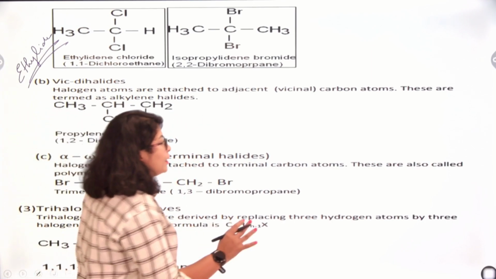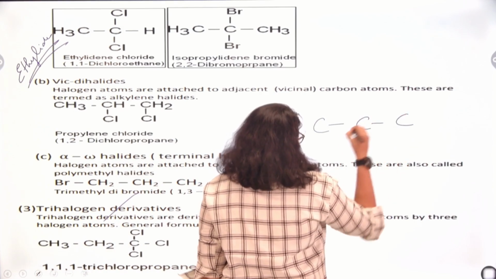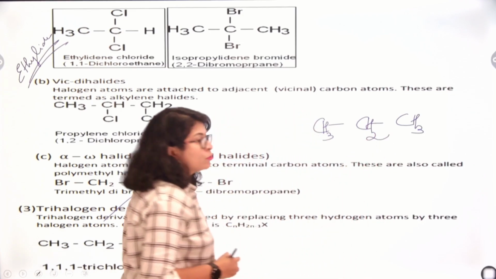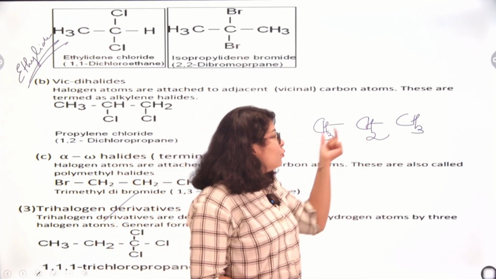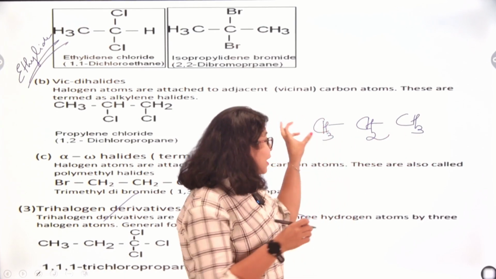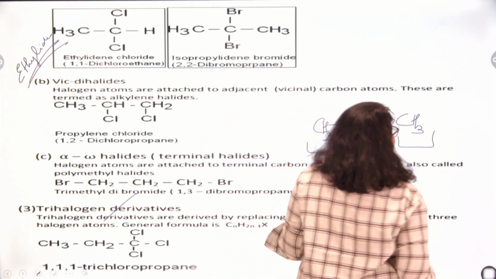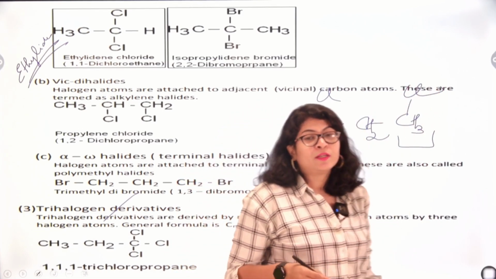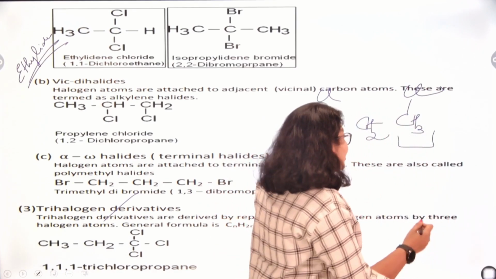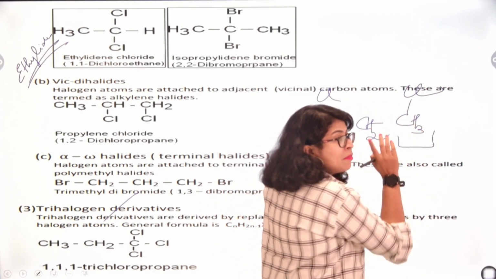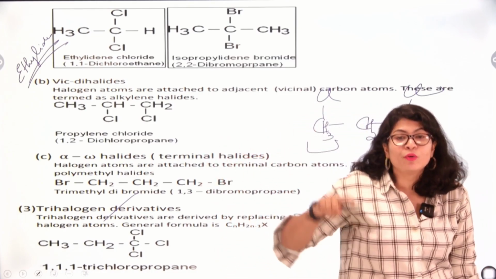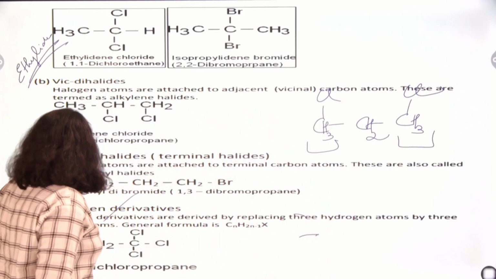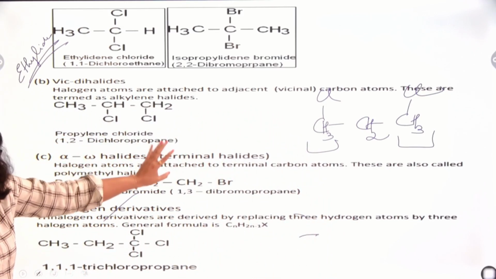Now second is alpha, omega, which is terminal dihalides. That means if there are three carbon atoms, let's say, this is the structure of propane, right? So here what happens, if from the end or the terminal carbon atoms the hydrogens are removed and to them the chlorine atoms are attached, then they fall under the category of terminal dihalides. Terminal means end. Okay, so if the end carbon hydrogen bonds are replaced with chlorine, they fall under the category of terminal halides. This is called alpha, omega halides.